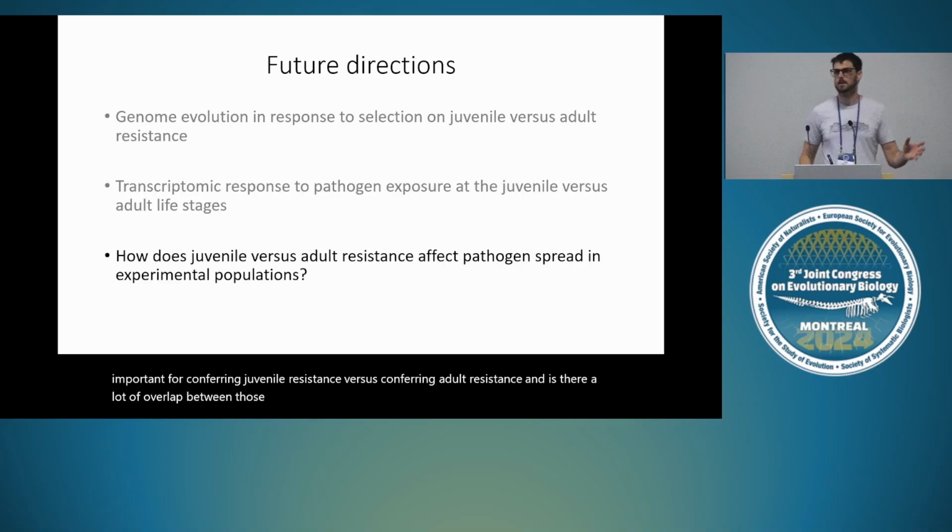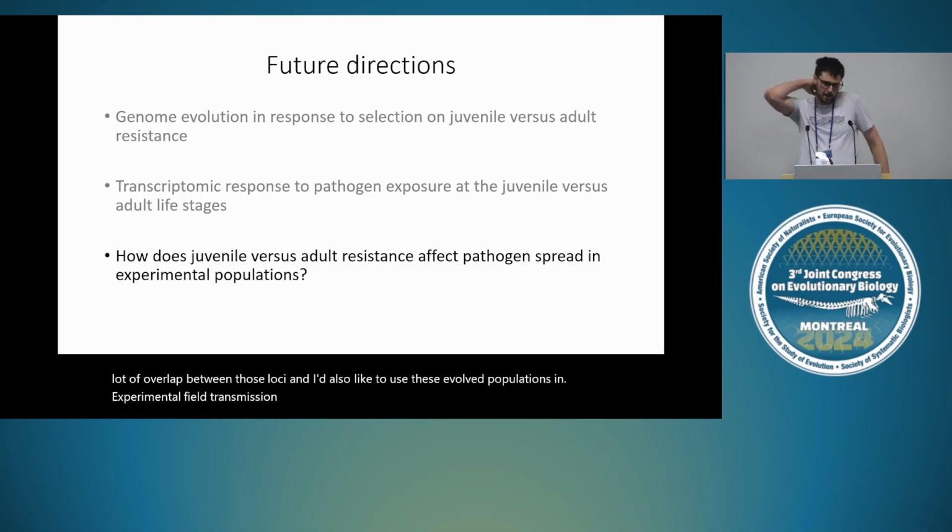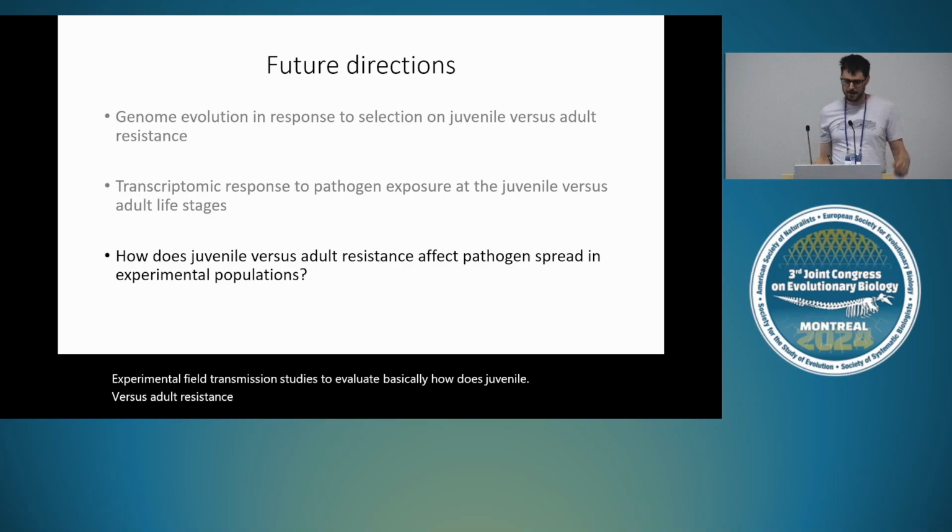And I'd also like to use these evolved populations in experimental field transmission studies to evaluate basically how juvenile versus adult resistance affect pathogen spread in experimental populations.